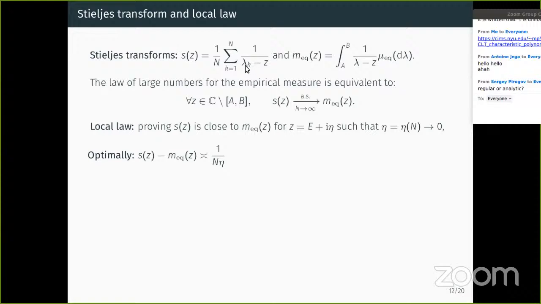Because if you take z close to the axis and you take lambda k, which is exactly below z, then the contribution of lambda k in this sum is 1 over n eta. So the fact that lambda k can fluctuate around its position means that the position of just one particle is already contributing at this level. So this is the best we can hope for.